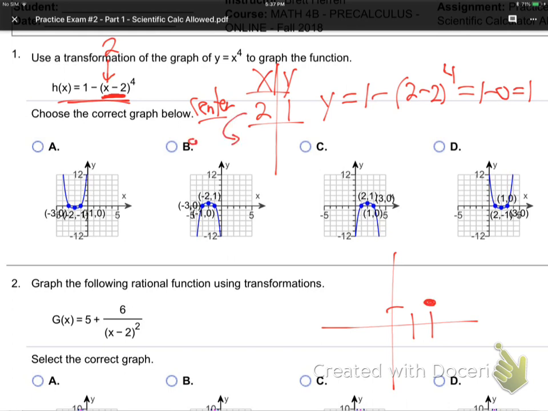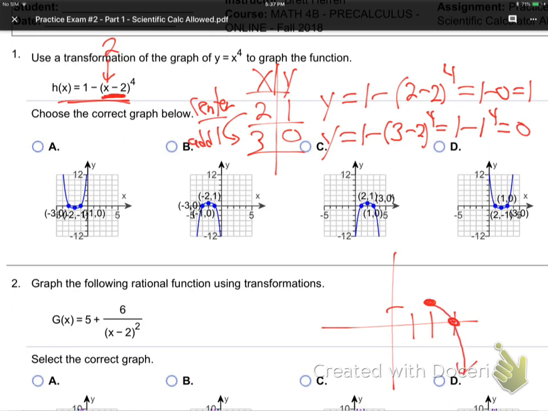And then I would add 1 to find another point. Plug in 3. y will equal 1 minus (3 minus 2) to the fourth, which is 1 minus 1 to the fourth, which is 0. So over 3, up 0. So the u-shape must be going like that, because there's (2, 1) and there's (3, 0). Which one has (2, 1) and (3, 0)? That one. Answer C.